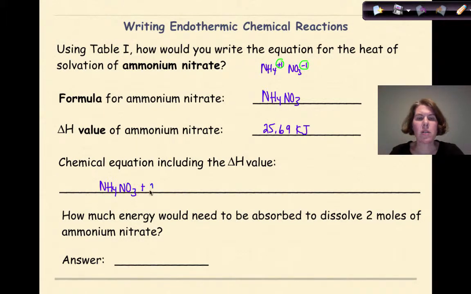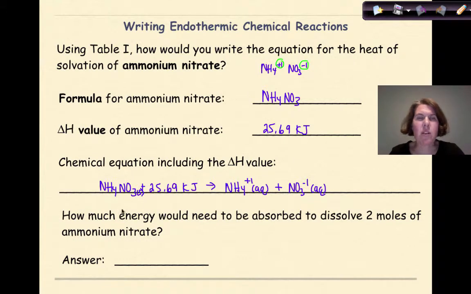NH4NO3 plus 25.69 kilojoules produces NH4 plus 1, aqueous technically because we're dissolving it in water, plus NO3 minus 1, aqueous. And we should probably mention that we are starting out with a solid over here.